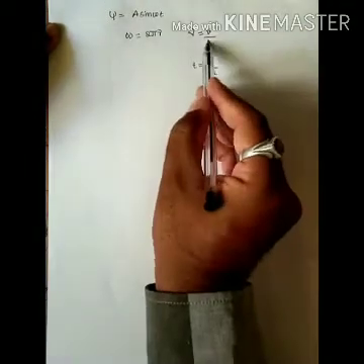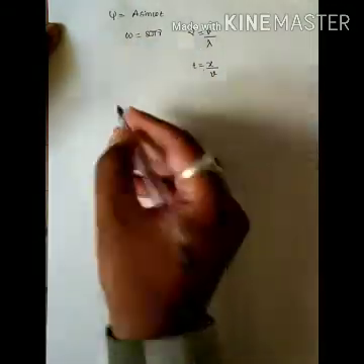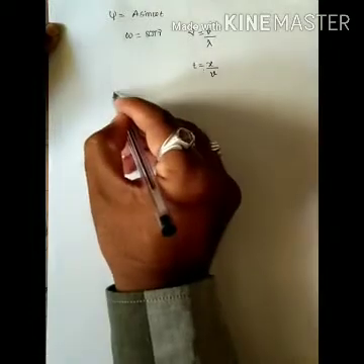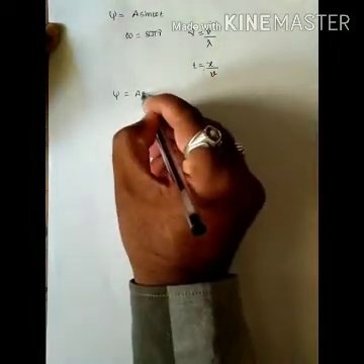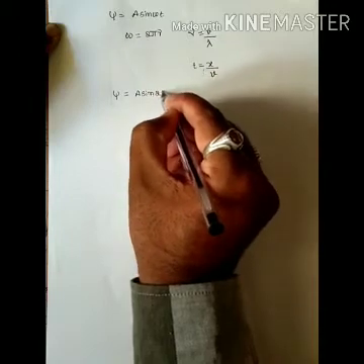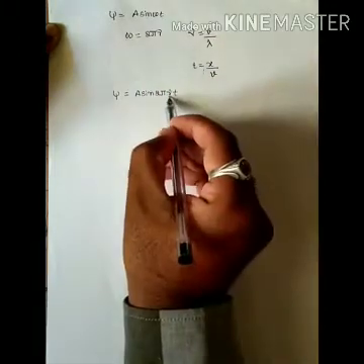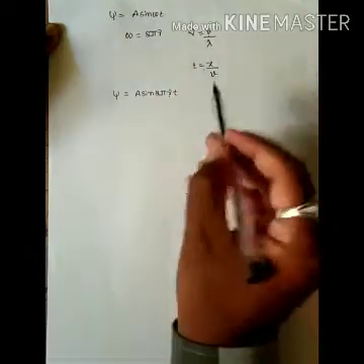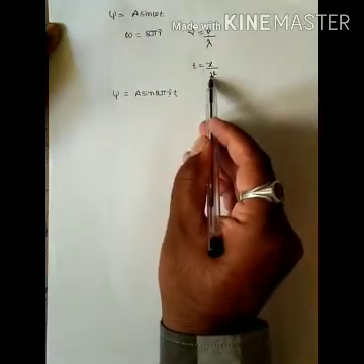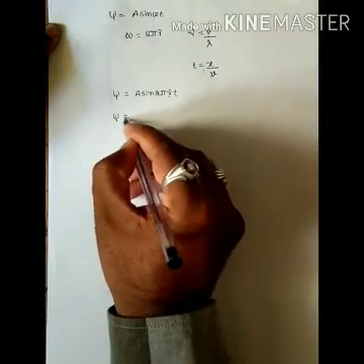We can introduce these two terms in the sinusoidal wave equation so that the equation gets turned into xi is equal to a sine 2 pi nu t. And in place of nu, we can write v by lambda, and in place of t, we can write x by v. By introducing these two terms, the equation will change.